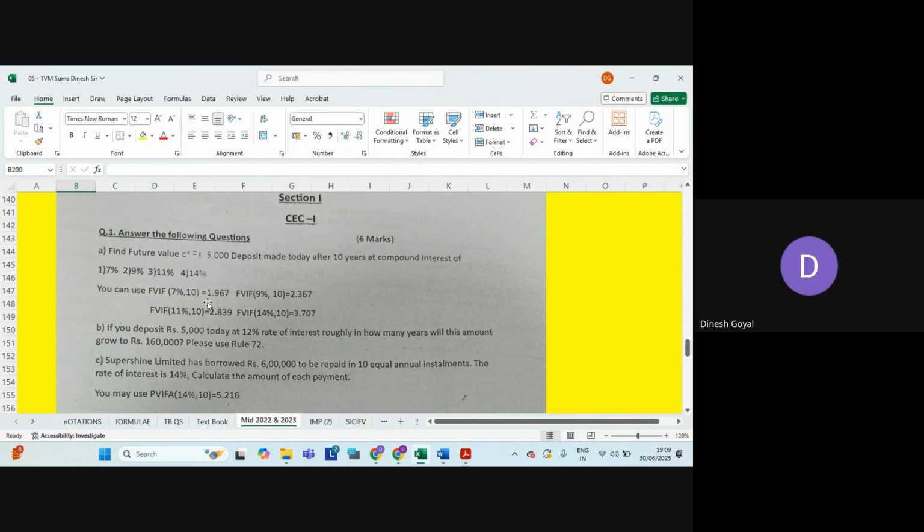So they have given the FVIF. So what you have to do is nothing but 5,000 into 1.967. Directly you will get the answer if they are giving the FVIF, right?